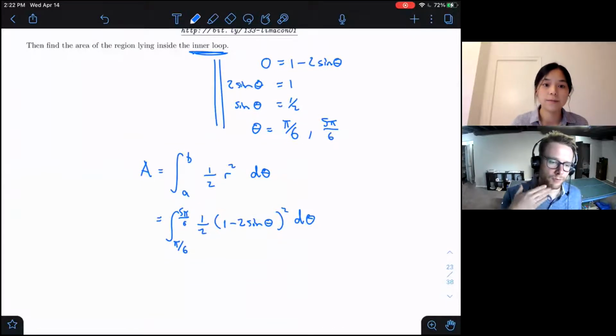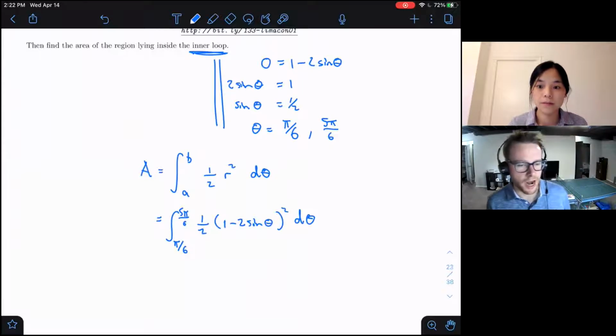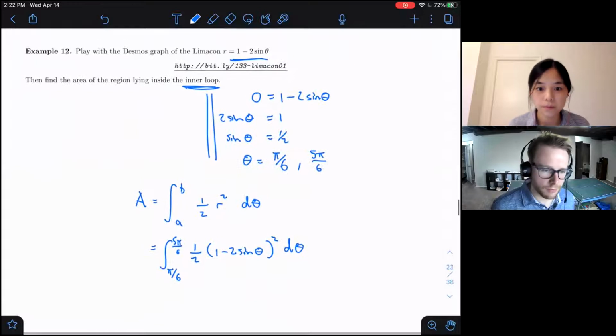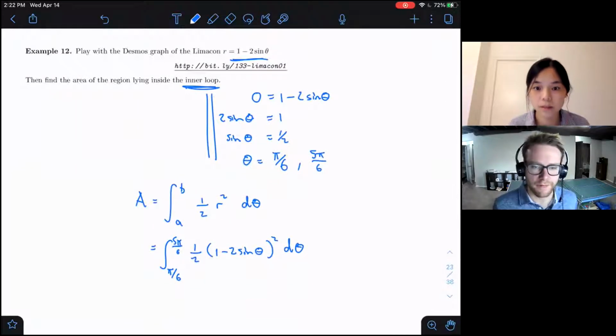Okay, before we get into the evaluation with this, I just wanted to pause and see if there are any questions about anything that we've covered on this problem so far before we get into evaluating.